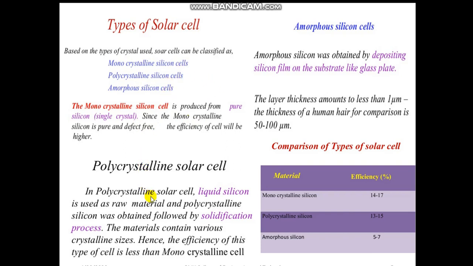The second one is polycrystalline. The polycrystalline silicon solar cell is made from liquid silicon. The liquid silicon is solidified, and because of this the efficiency is less compared with monocrystalline silicon. The last one is amorphous silicon. Here we deposit a silicon film on glass plates, so the substrate is a glass plate over which we deposit the silicon film. The thickness of amorphous silicon is very thin, and its efficiency is very low compared with the other two, monocrystalline as well as polycrystalline.